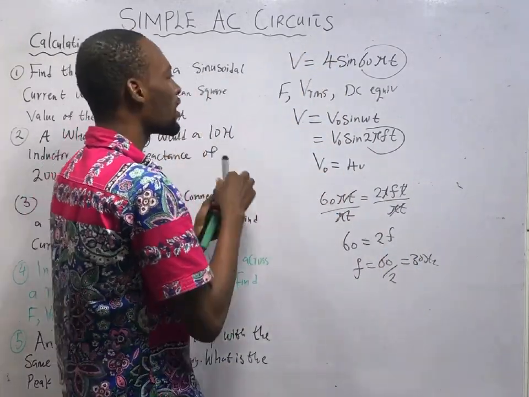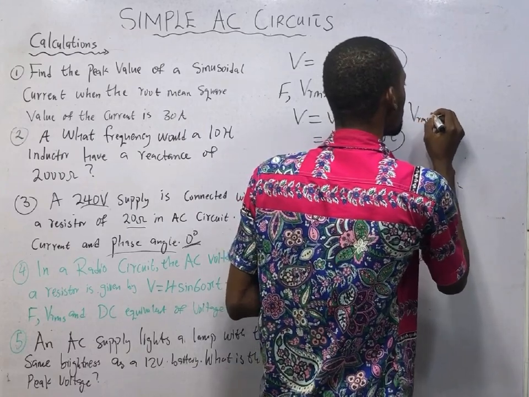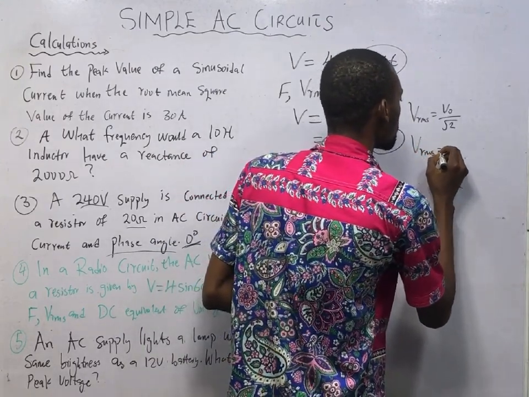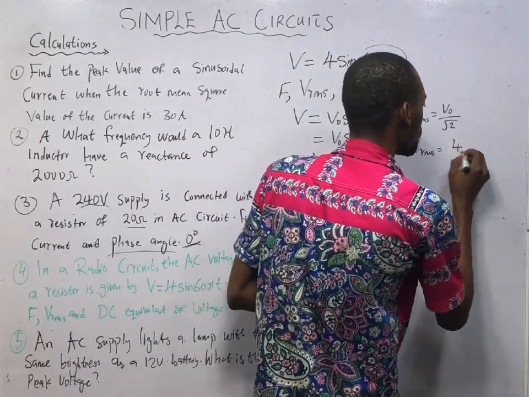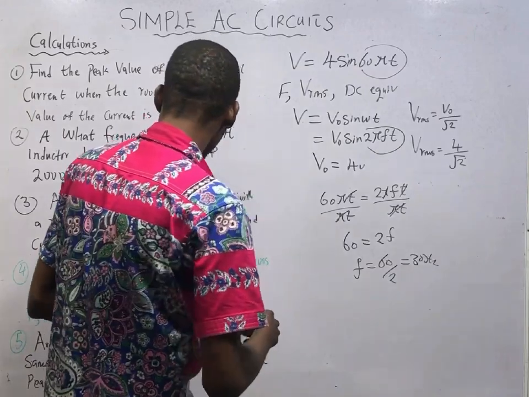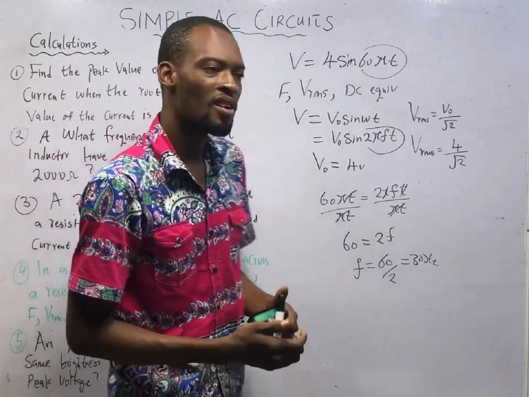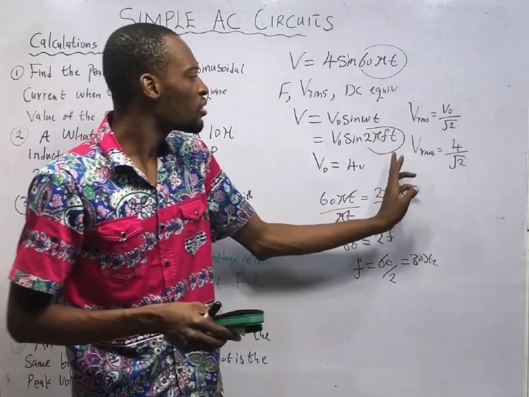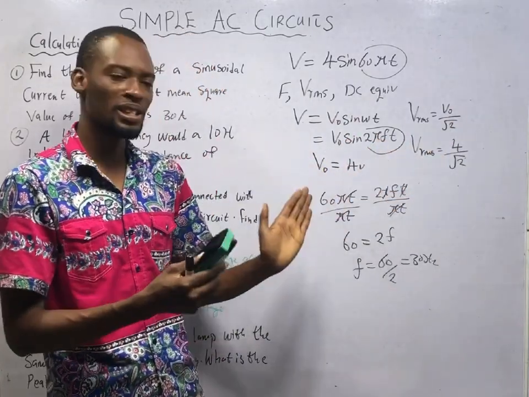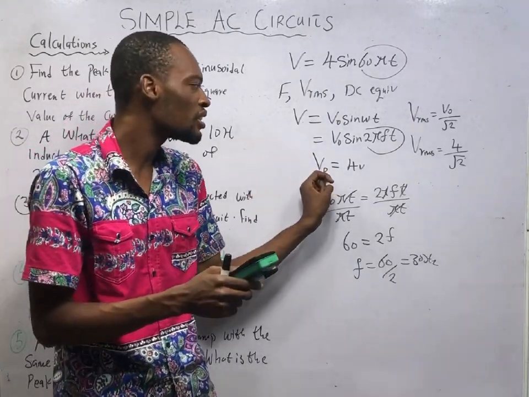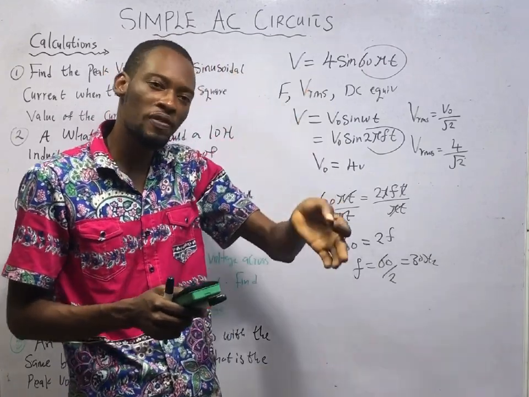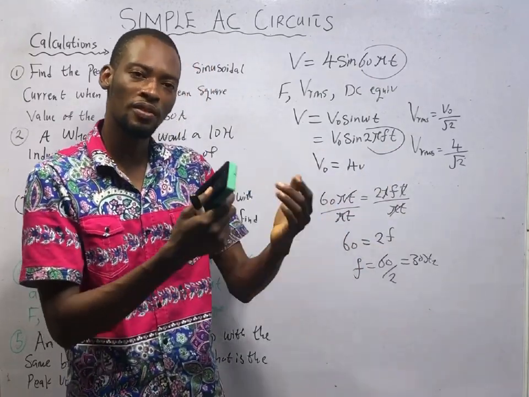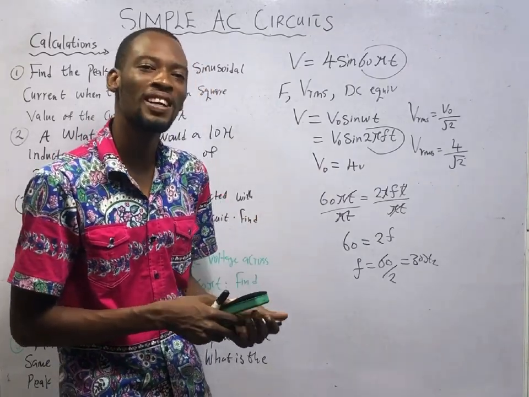Recall from question number 1, V root mean square equals V naught over root 2. It therefore means that the root mean square value is simply equal to the peak value of voltage, 4, over root 2. The next question says, and the DC equivalent. Remember I told you that the root mean square value is simply the DC equivalent to AC. So the DC equivalent is the same thing as the root mean square value. The DC equivalent of current is the root mean square value of current. The DC equivalent of voltage is the root mean square value of voltage.